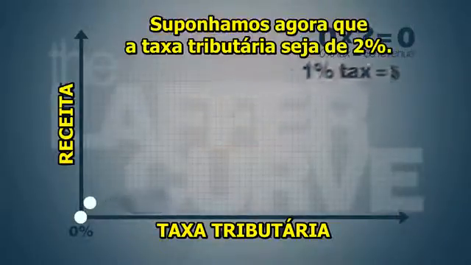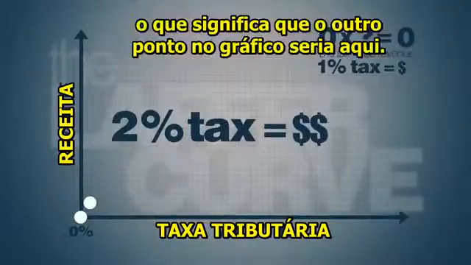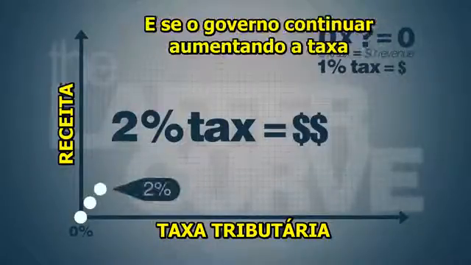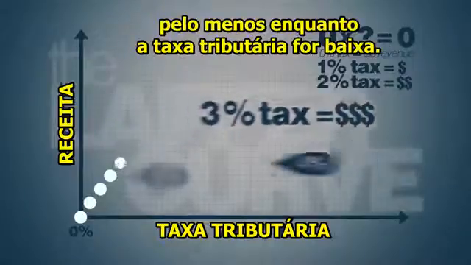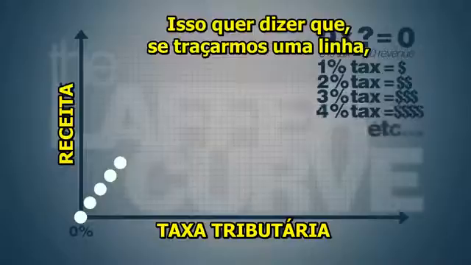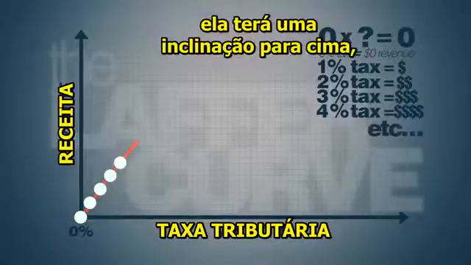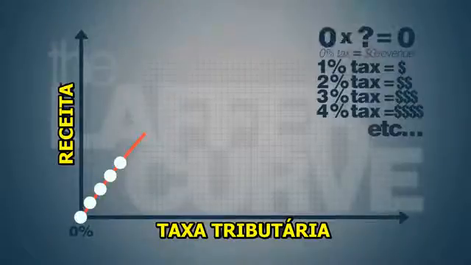Now suppose the government charges a 2% tax rate. Then everyone would agree that it will receive even more revenue, which means that another point in the curve must be something like this. And if the government keeps raising the rate, then revenue will continue to go up, at least when we're in the low tax rate part of the graph. This means that if we fill in the curve, it has an upward slope, at least when we're in the low tax rate part of the graph.